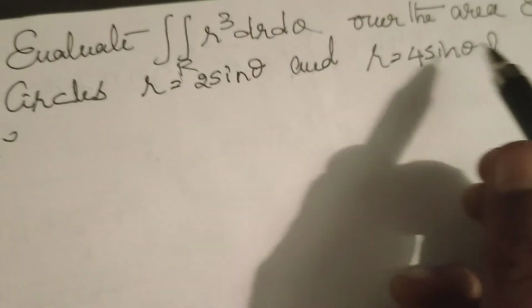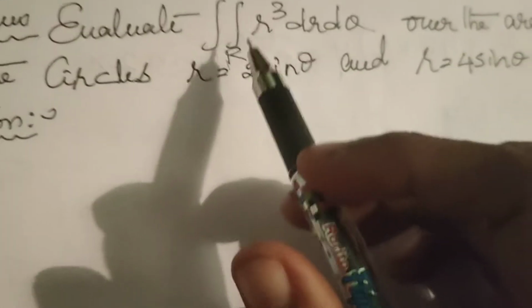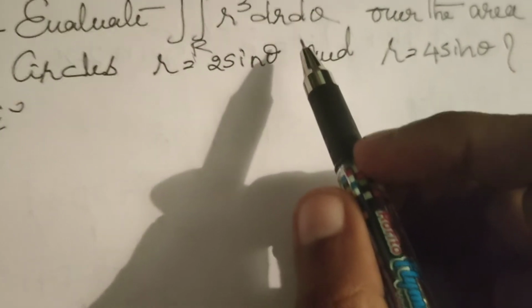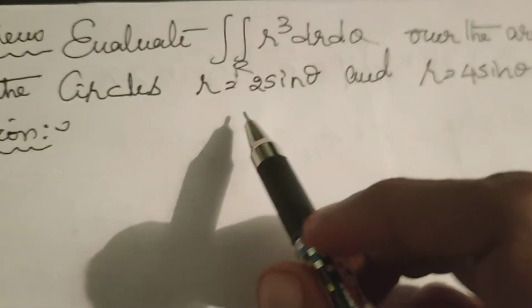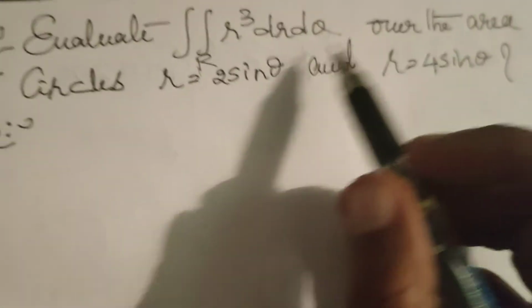Today we are going to explain and evaluate the double integral of r cubed dr d theta over the area enclosed between the circles r equals 2 sin theta and r equals 4 sin theta. Here the problem is the region enclosed by r equals 2 sin theta and r equals 4 sin theta.